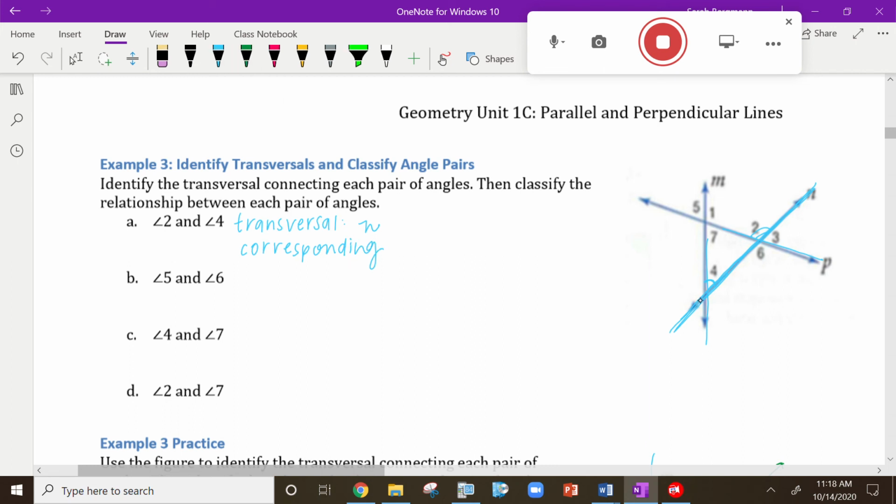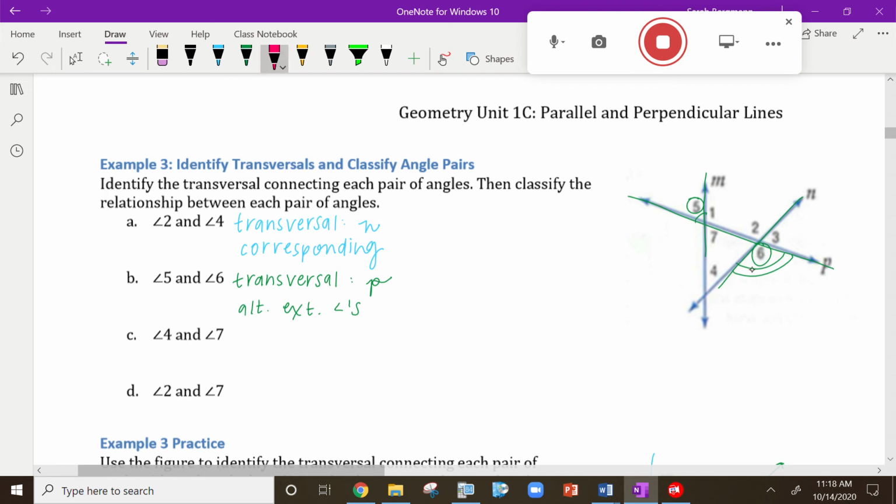Next, we have angle 5 and angle 6. Which line is used to form both angles? Angle 5 is formed by line M and line P. Angle 6 is formed by line P and line N. Line P is used in both, so the transversal is line P. What type of angles are they? They're in the exterior and they're on opposite sides of the transversal, so they are called alternate exterior angles.